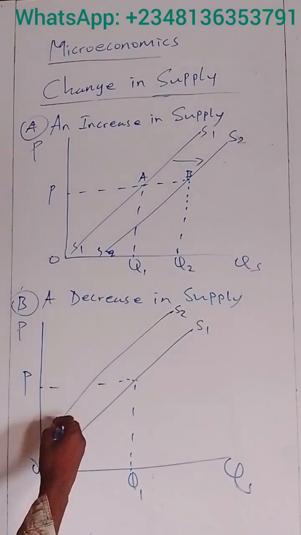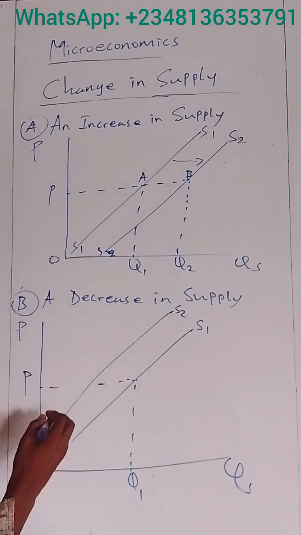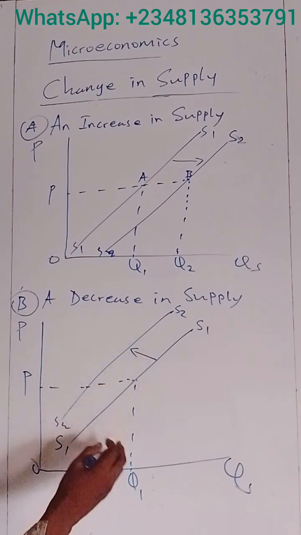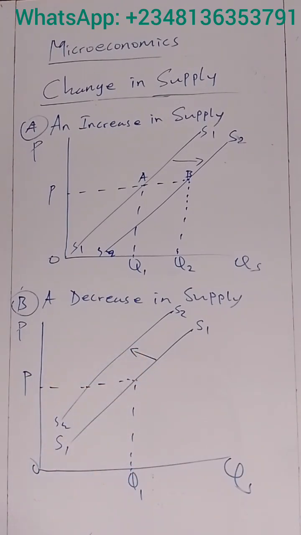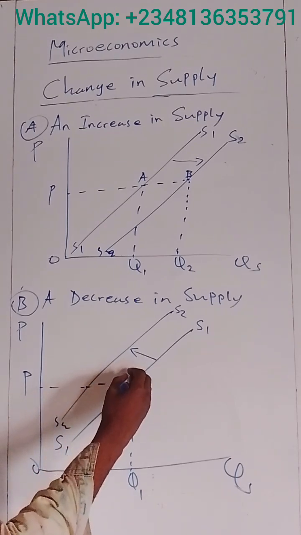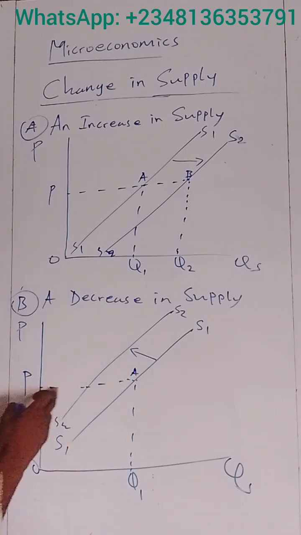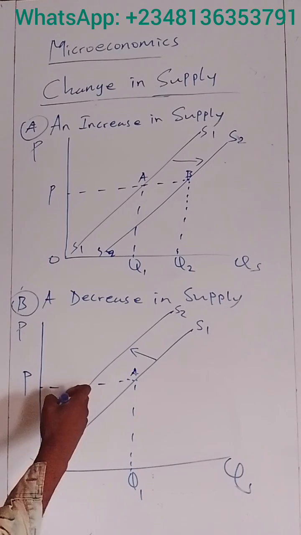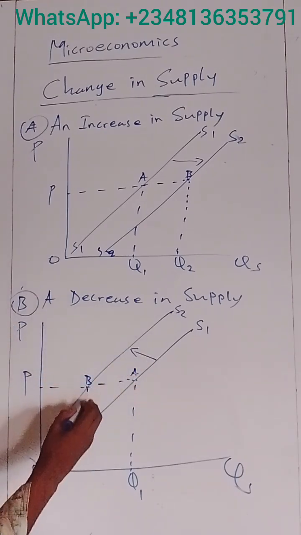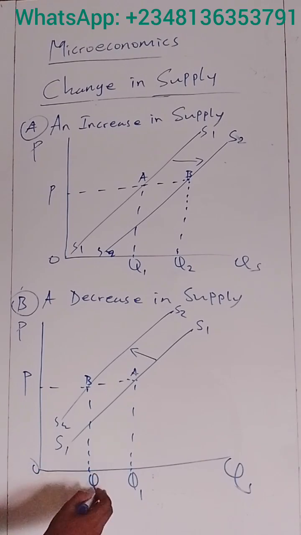Let's say S2. Okay. Now we can trace this. You can use the arrow to indicate a leftward shift. That is a decrease. Okay. Now we have this. If I call this point A, okay. Now, where this old price line, where this dotted line touches the new supply curve, I call this B. Okay, if I trace it down, I have Q2.